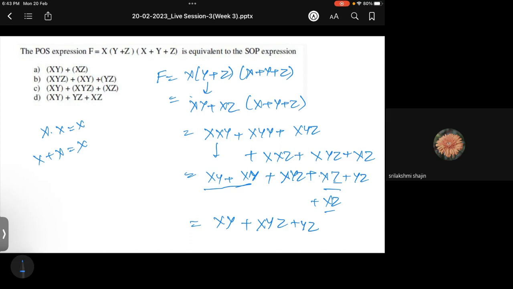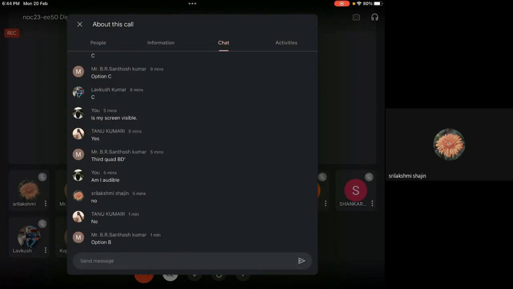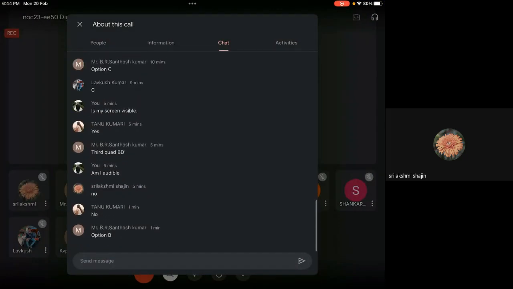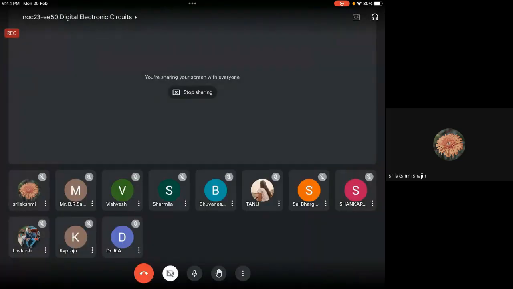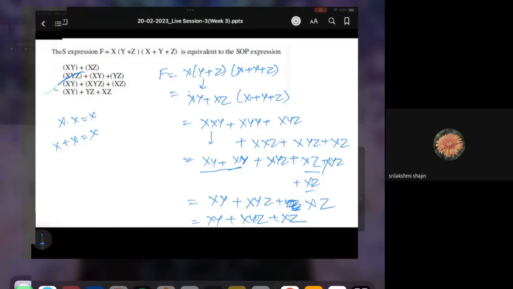Okay, so xyz is coming two times. Okay, sorry. This is xz. So the final answer will be xy plus xyz plus xz, which is option C. I hope it is clear. Option B, you are saying. Option C is the correct answer. So please recheck and tell me if you are clear.